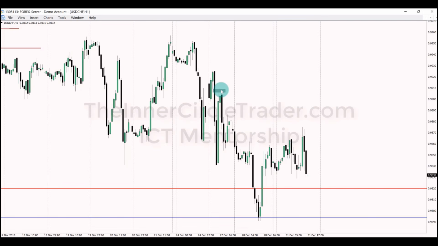Where's IPDA going to go next? External range liquidity. What is that? The equal low here and here, Candyland. Well, wait a minute, how far is it going to go? Well, 10 pips, 20 pips, 30 pips. The low here is the close, which is 98.41. 10 pips below that would be 98.31. 20 pips would be 98.21. 30 pips would be 98.11.